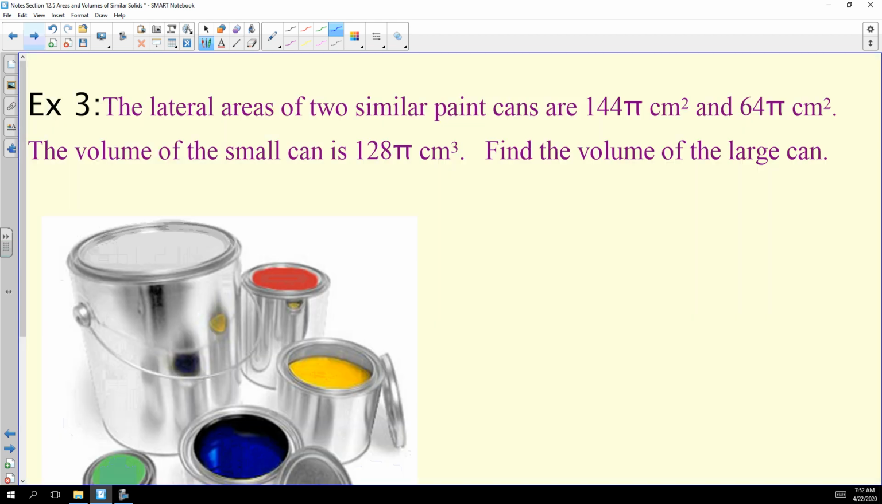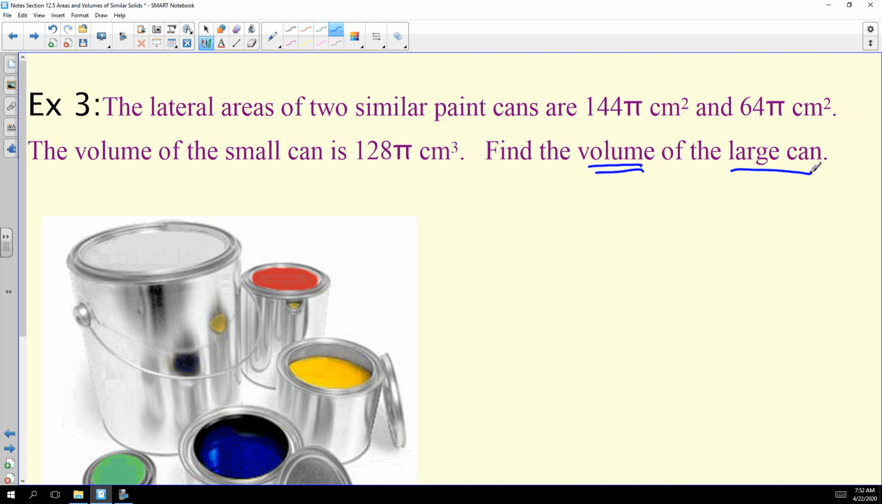All right, so let's put it into practice a little bit more like the types of problems we want to be able to work on a regular basis. So we have the lateral areas of two similar paint cans are 144 pi centimeters squared and 64 pi centimeters squared. And we have the volume of the small can is 28 pi centimeters cubed. We want to find the volume of the large can.